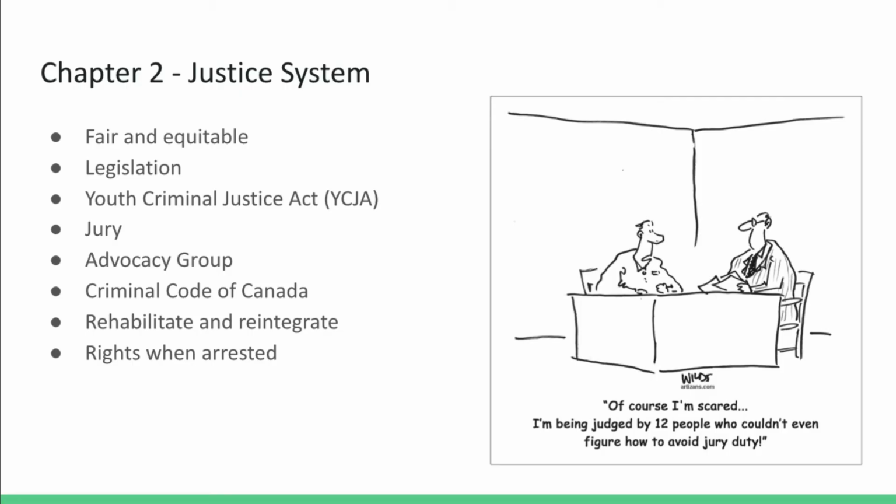Something called an advocacy group. We learned about 2 of them, the John Howard Society, Elizabeth Fry Society. How do those advocacy groups help in the justice system? What does it mean to rehabilitate and reintegrate? And always know your rights when you are arrested.